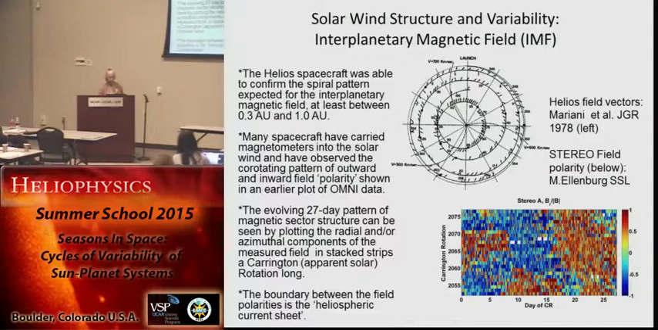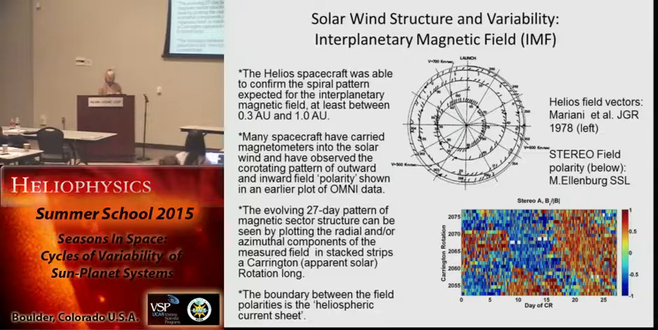Now, you can see the co-rotating patterns evolving. Here's a bunch of red that lasted a number of Carrington rotations, a bunch of blue that lasted a number of Carrington rotations in this spot. These are co-rotating patterns that come and go as the source structure of the solar wind is changing. Now, the boundary between the positive and negative sectors of Parker spiral field defines the heliospheric current sheet.